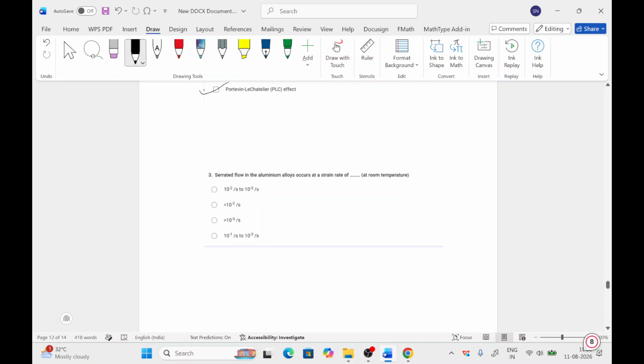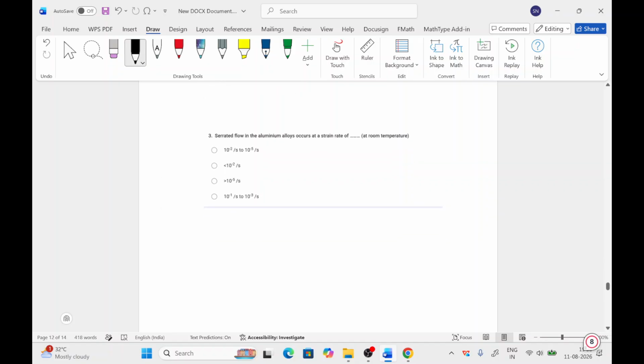Next question: serrated flow in the aluminum alloy occurs at a strain rate of, so the PLC effect in aluminum alloy, which is typically aluminum magnesium alloy. So the strain rate value is 10 raised to power minus 2 to minus 5. So first option is correct.